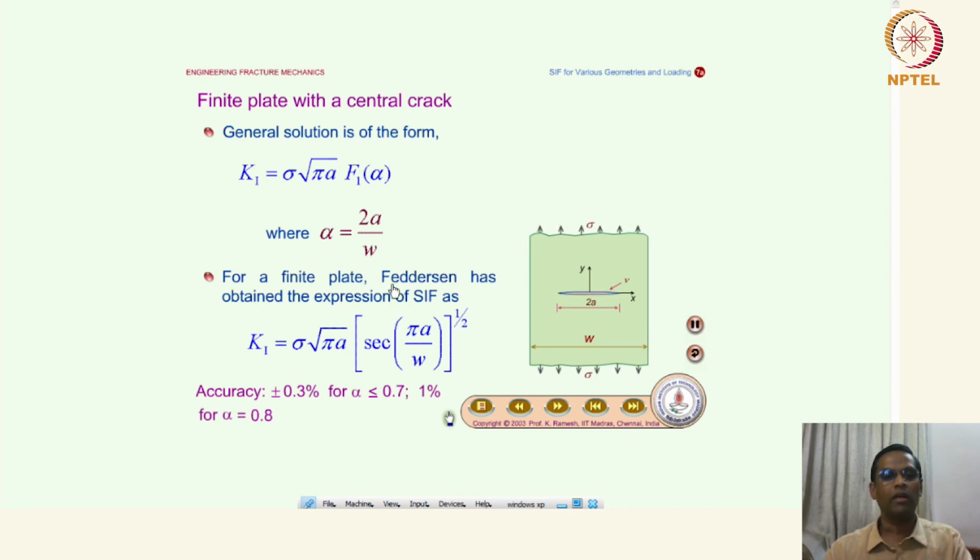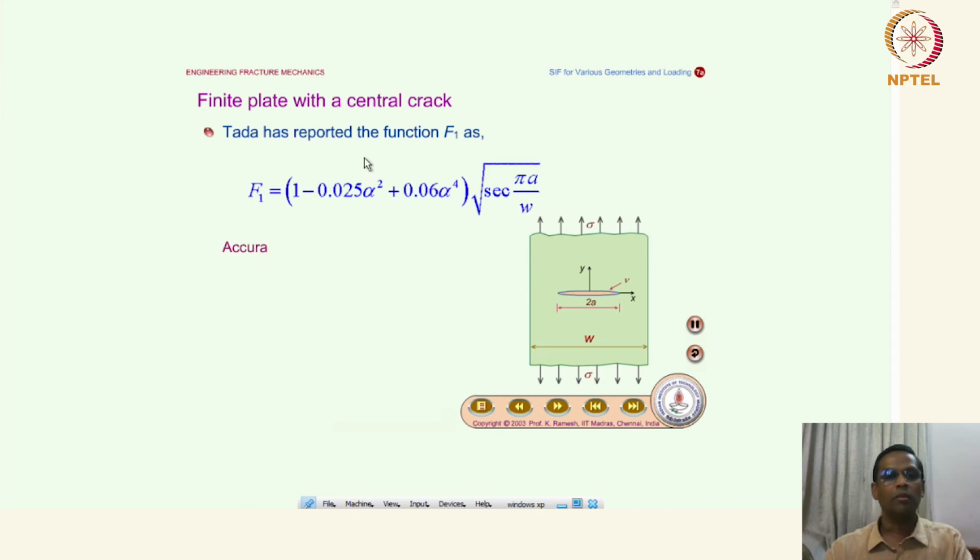For a finite plate, Pedersen has obtained an expression for stress intensity factor as K1 is equal to sigma into square root of pi a into secant pi a by W to the power half. So this is proposed by Pedersen, and its accuracy is plus or minus 3% for alpha less than or equal to 0.7, and its accuracy is 1% for alpha taken as 0.8. So this is another important idea.